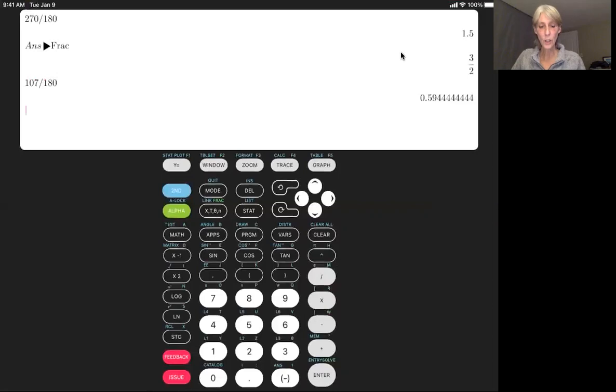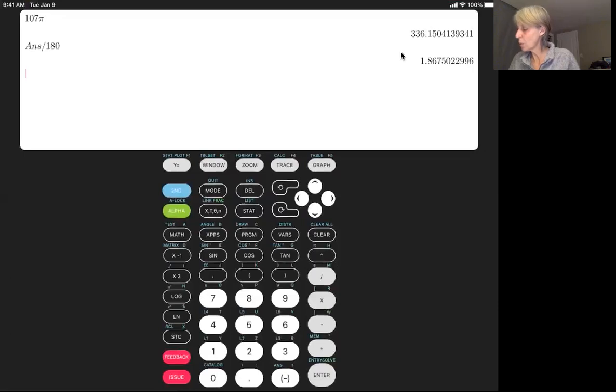That's not going to, sorry, I have to plug the pi in. I knew that wasn't right. 107 times pi, hit enter. Now divide by 180. Hit enter one more time. So this is really 1.868 radians.